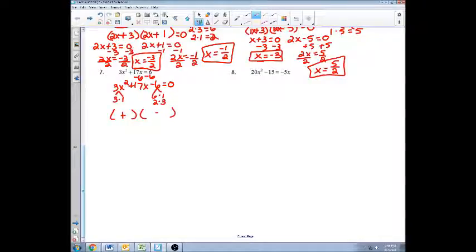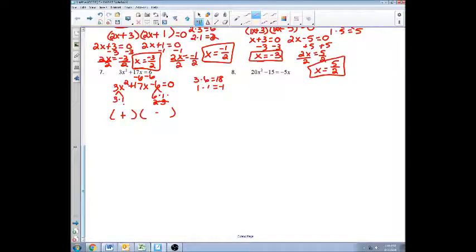Is there any way that 3 times 3 and 1 times 2, or 3 times 2 and 1 times 3 could ever get me anywhere near 17? There is not. So I'm pretty sure that that 2 and 3 will not work for me. So what I'm going to do is I'm going to take 3 times 6, which is 18. 1 times 1, which is 1. Is there any combination of 18 and 1 that can get me to 17? There is. If my 18 is positive and my 1 is negative, then I can get to positive 17.